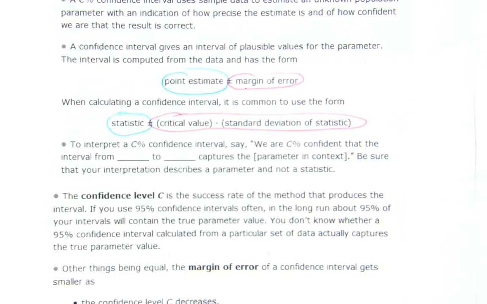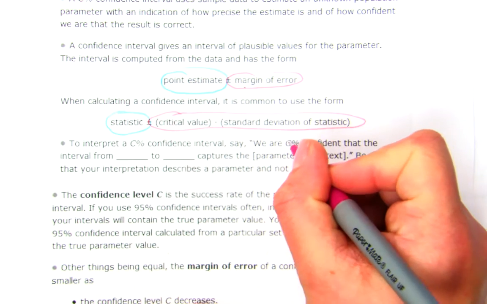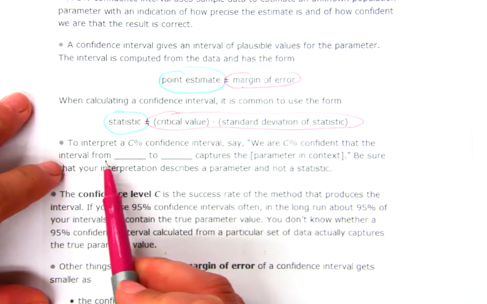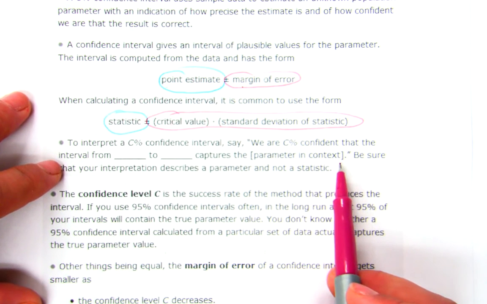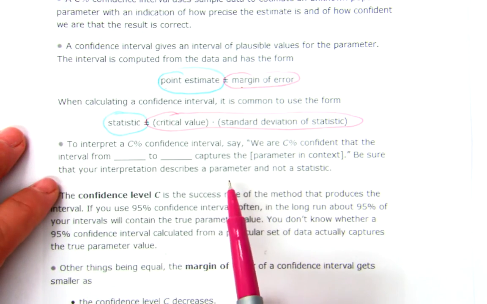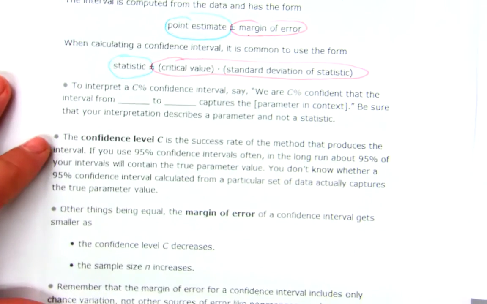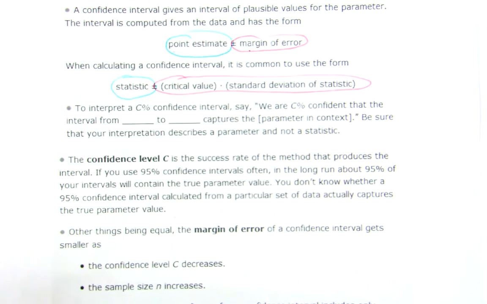Okay, and then to interpret the confidence interval, this is the part where you guys have the most problems. We say we are C% confident, so usually we do like a 95% confidence interval, that the interval from blank to blank captures the whatever parameter and context we're talking about. Okay, and then be sure that your interpretation describes a parameter, not a statistic. And then a confidence level, which is completely different than a confidence interval. Okay, so those two are very different from each other.